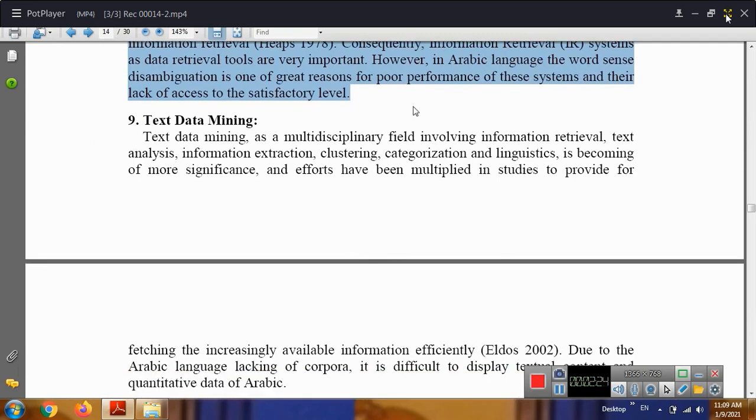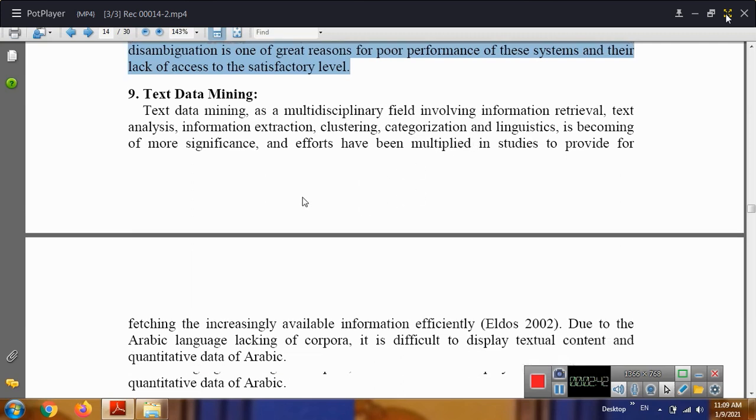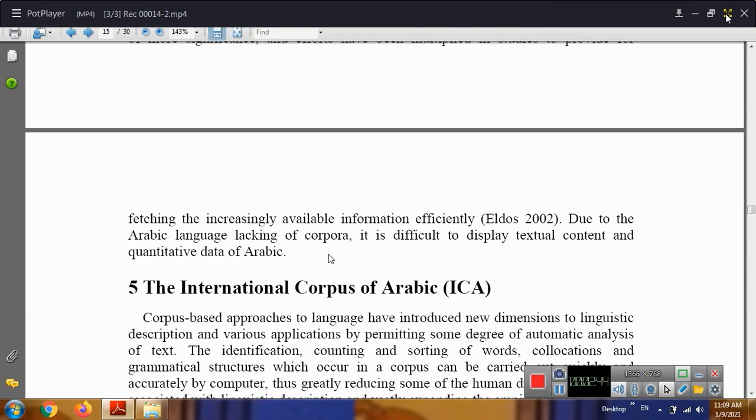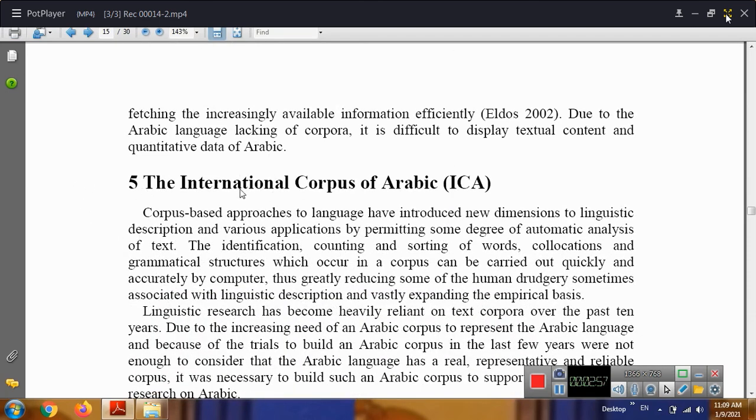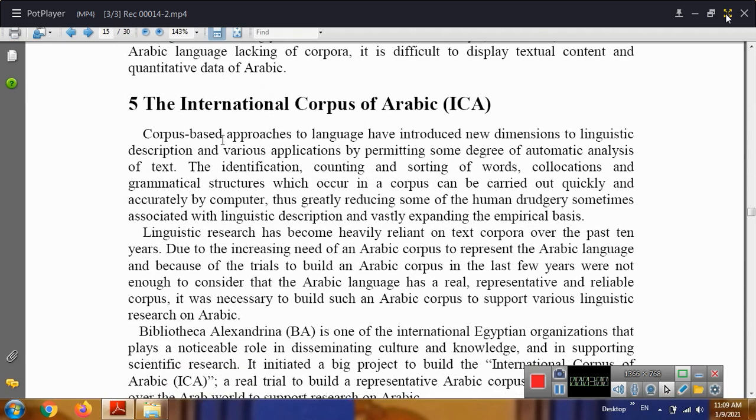Text data mining. Text data mining as a multidisciplinary field involving information retrieval, text analysis, information extraction, clustering, categorization, and linguistics is becoming of more significance, and efforts have been multiplied in studies to provide for fetching the increasingly available information efficiently. Due to the Arabic language lacking corpora, it is difficult to display textual content and quantitative data of Arabic. The International Corpus of Arabic, which is ICA.